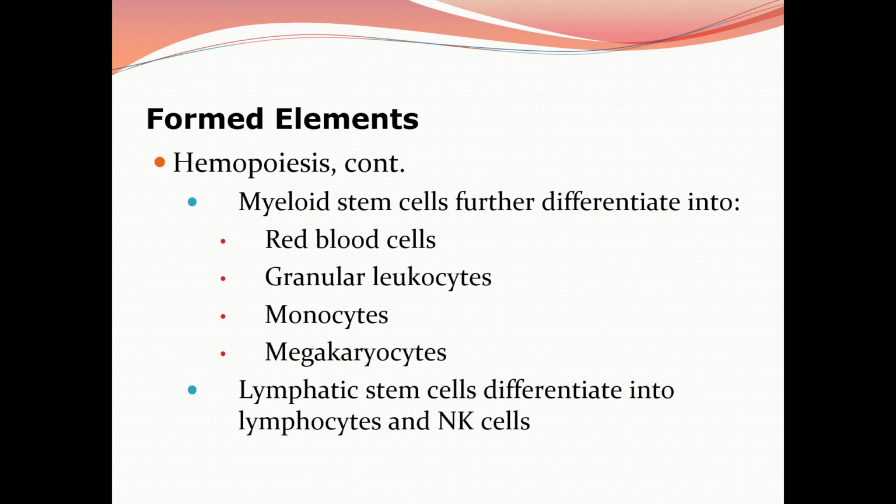Myeloid stem cells further differentiate into red blood cells, granular leukocytes, monocytes, and megakaryocytes, and lymphatic stem cells will differentiate into lymphocytes and natural killer cells.